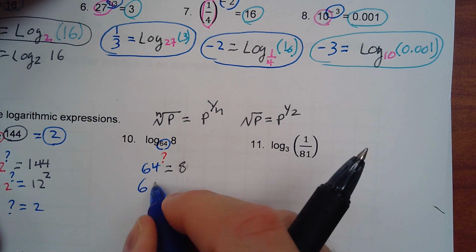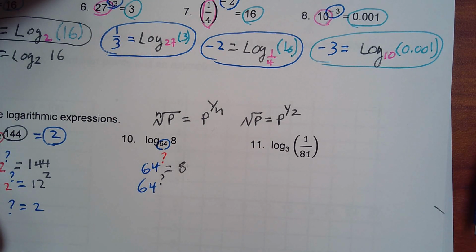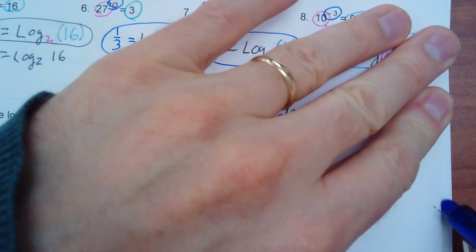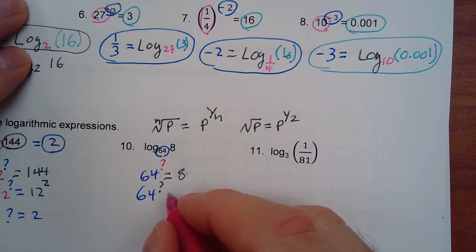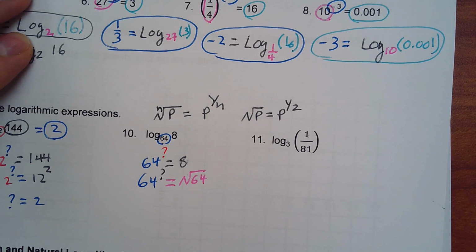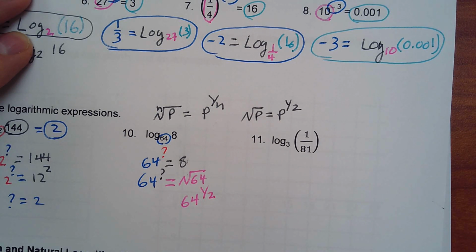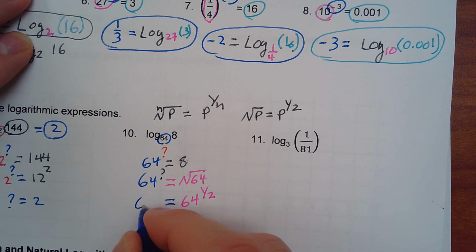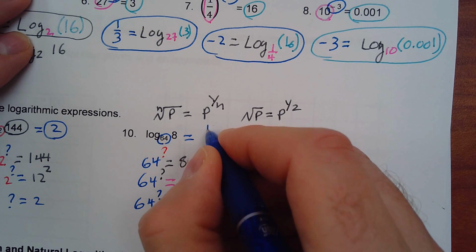So this would be 64 to the question mark. And here, this 8 is the square root of 64, which is the same thing as 64 to the 1/2 power. So notice what I'm trying to do when I'm trying to figure these out. I'm trying to write so my bases are the same. That means my question mark has to be equal to 1/2. So my answer here would be 1/2.